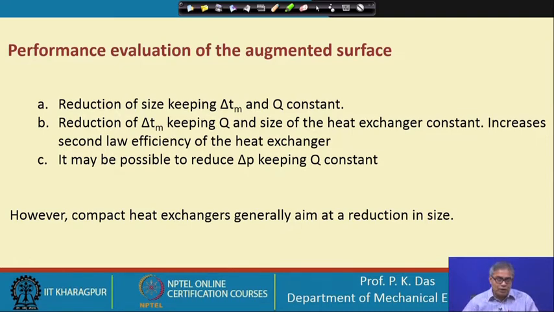Then the second one could be reduction of delta T m keeping q and size constant for the heat exchanger. So, let us say that earlier in my process I had designed with a large temperature difference between the two fluid streams. Now, what I will do? I will have the same amount of heat transfer, the same area or rather same volume of the heat exchanger, but I have gone for an augmentation technique. So, I will have a lesser amount of delta T m.